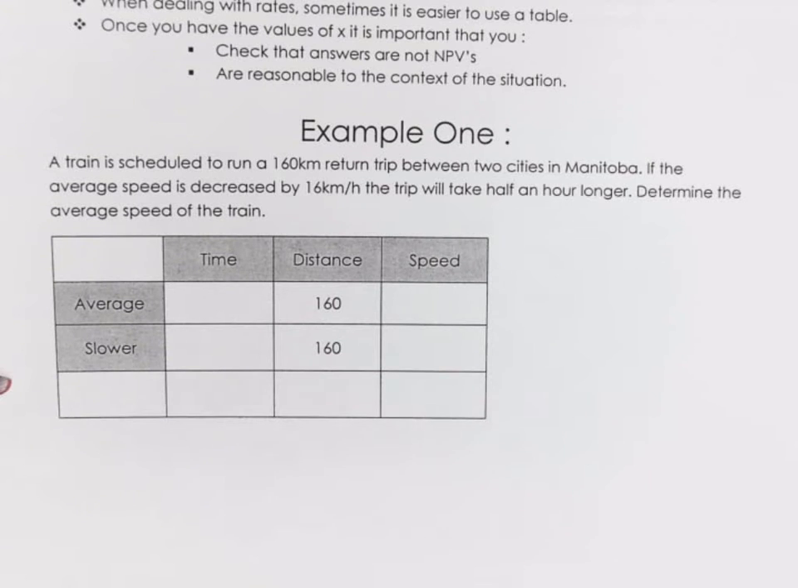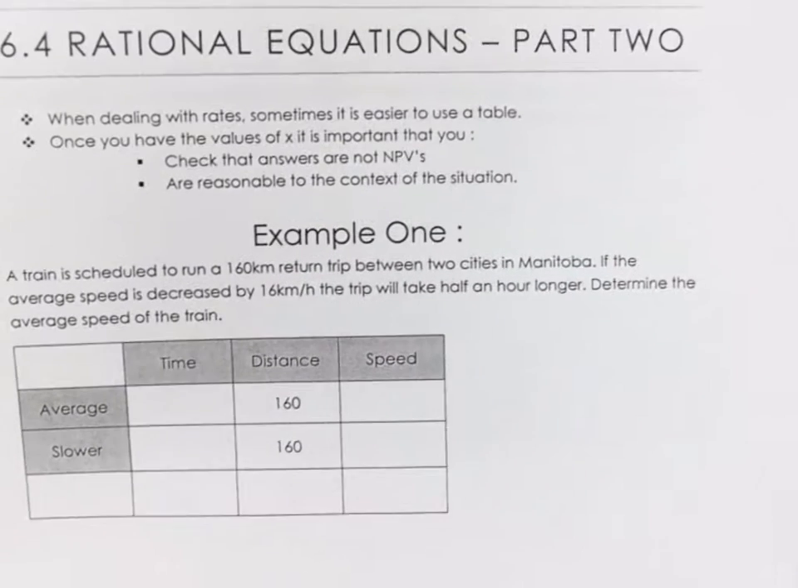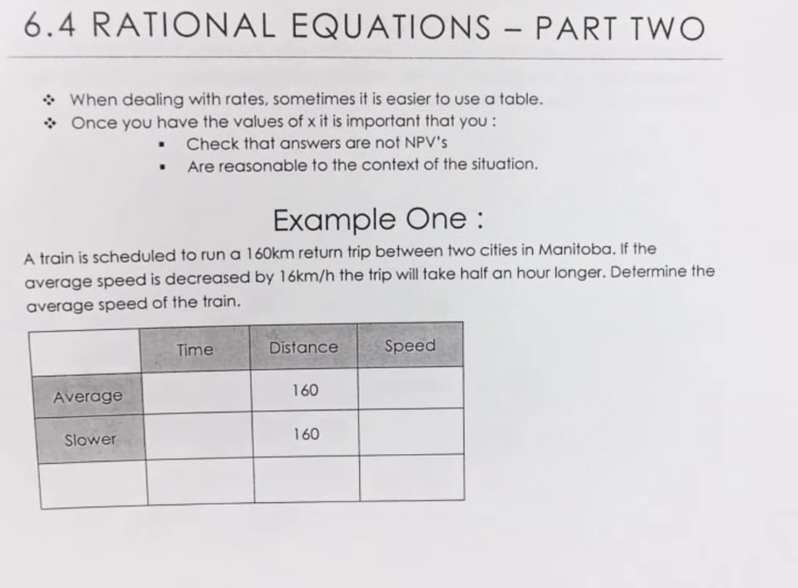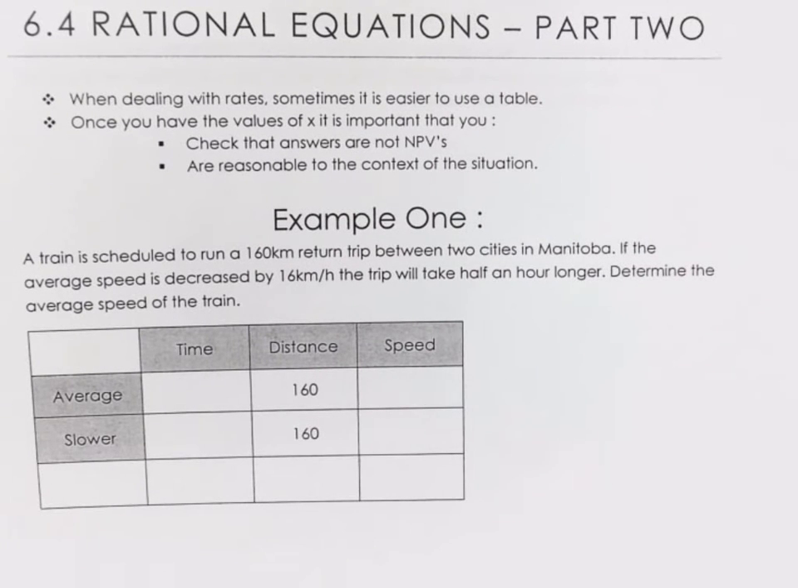All right, rational equations part 2. Sometimes I like to use a table to organize my data, and there are some formulas you're probably going to have to know that aren't on your formula sheet, but I think you should know them from science. Once you have the value of x, it's important that you check against the NPVs. That's a part of 6.4 part 1.